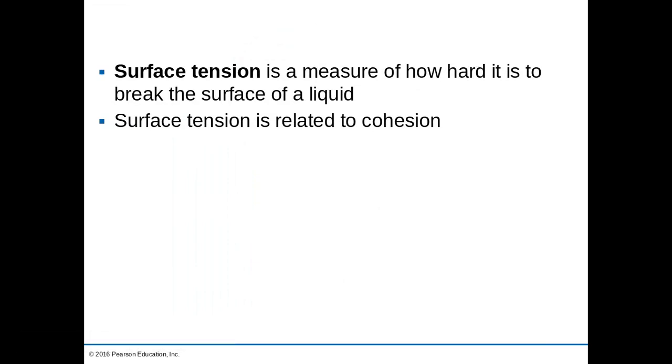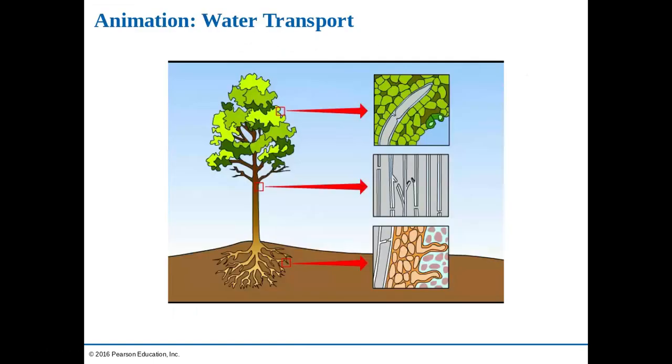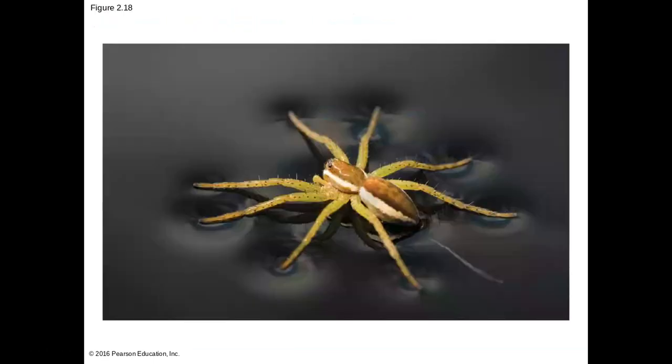Surface tension is also a result of the cohesive nature of water, and this is a measure of how hard it is to break the surface of the liquid. If the molecules are all stuck to each other in a very cohesive way, it's going to be harder to break the surface of that liquid. This allows a thin film on the surface of the water, and certain bugs like water striders are able to almost walk on water because of that surface tension.